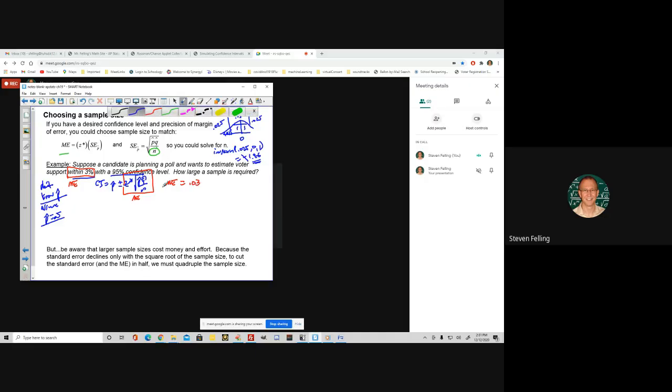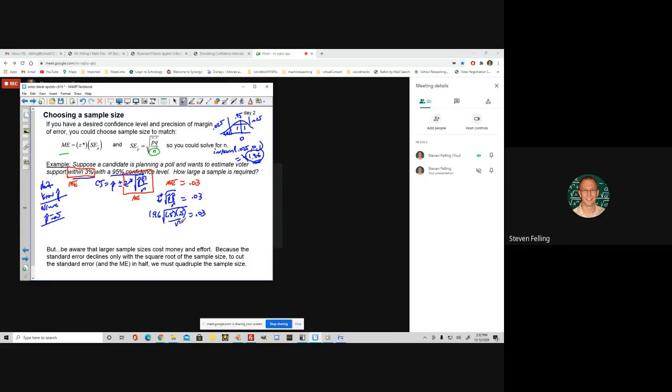And because the margin of error is z star times the square root of p hat q hat over n, and that's got to equal 0.03, I can fill in that z star has to be 1.96 if I want to be 95% confident. And I can fill in 0.5 for p hat and therefore 0.5 for q hat. And then I can solve this because now I have an equation of algebra that I can solve, right?